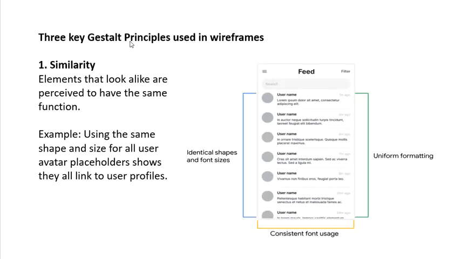Three key Gestalt principles are used in wireframes. First is similarity. Elements that look alike are perceived to have the same function. For example, using the same shape and size for all the users' avatars and placeholders, so they all link to user profiles, and the same shape and size to show the list.